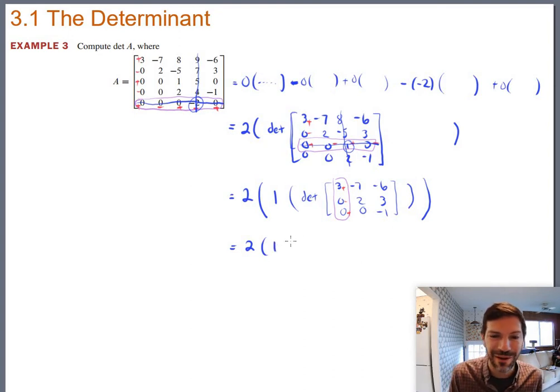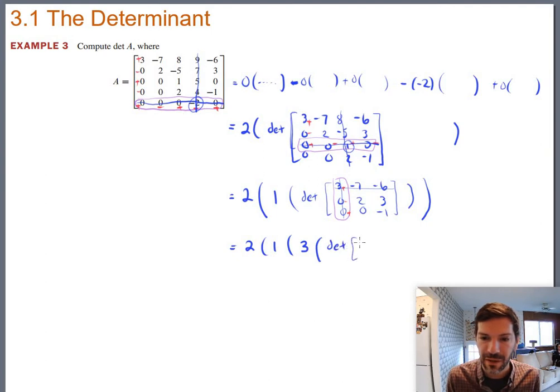2 times 1 times the determinant of this 3 by 3. Again, normally the 3 would just be the first of 3 things, but the other 2 are 0. So 3, and now I'll cross out this, and it's the determinant of 2, 3, 0, -1. And finally, that's a 2 by 2, and I know how to do that determinant directly.